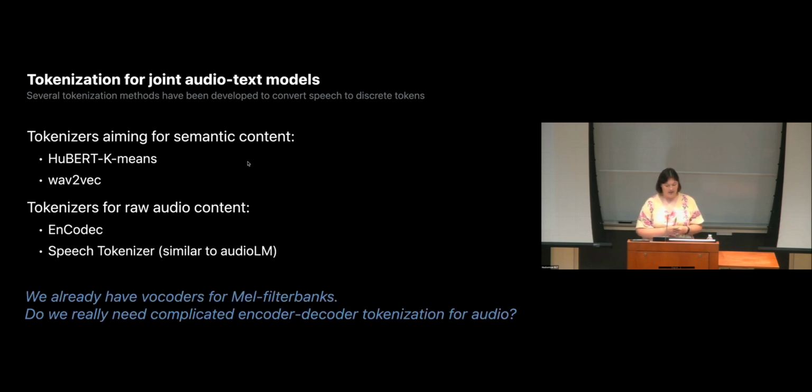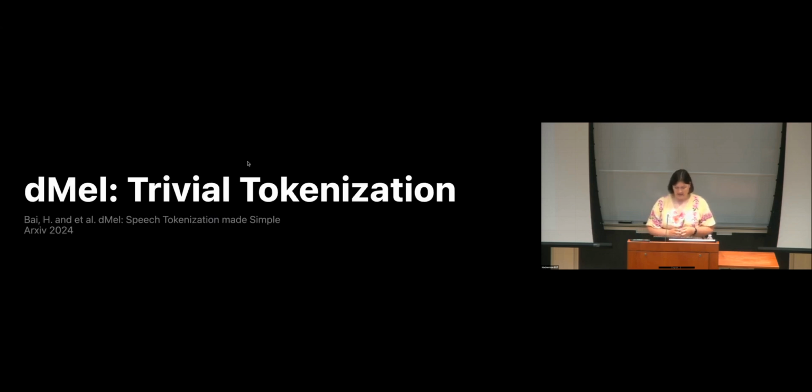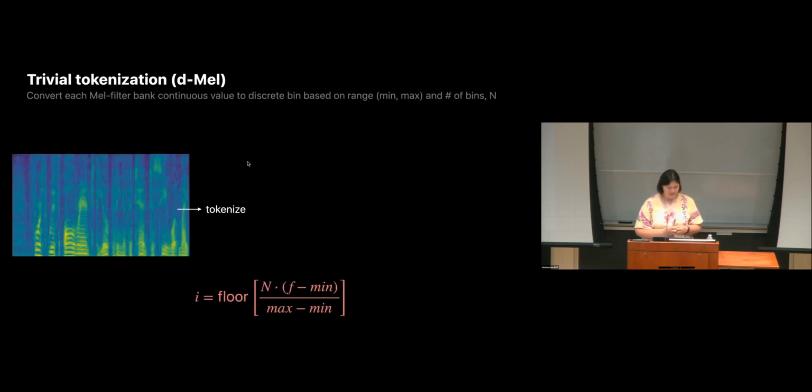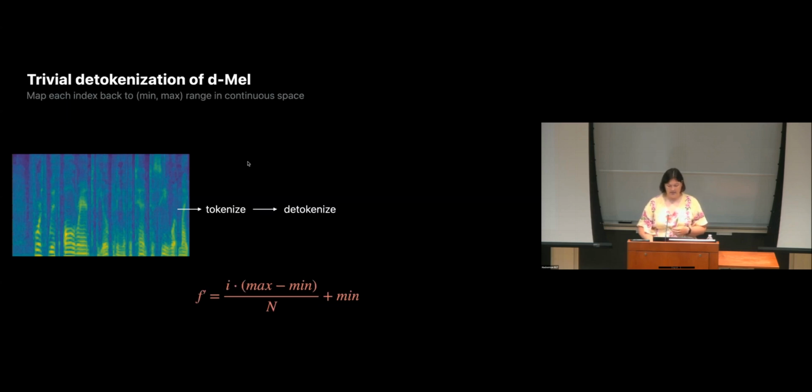In that sense, we know that vocoders work very well for mel filter banks, and we know that mel filter banks actually have very good features. So now the question: can we just use the simple mel filter banks themselves for the tokenization? And that's exactly what we did. We call this DMEL. So you have your filter banks, and now you just tokenize them. It means that you just discretize every bin of your frequency for a particular time frame into a specific bin index. So the tokenization process is also simple.